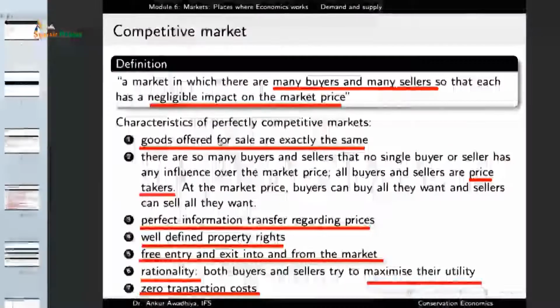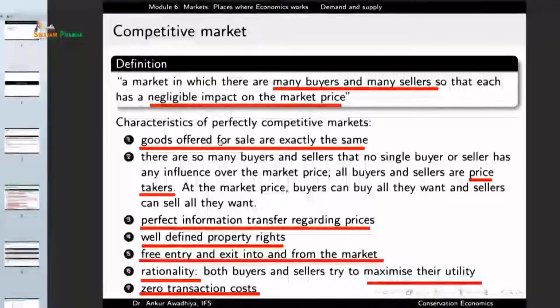Now, why are we making all these assumptions? This is because a perfectly competitive market is a theoretical concept. There is no market in the world that is perfectly competitive, because in any market there are transaction costs. In any market there are a fixed number of buyers and sellers, and in a number of markets there is no free entry and exit. So a number of these assumptions are violated.